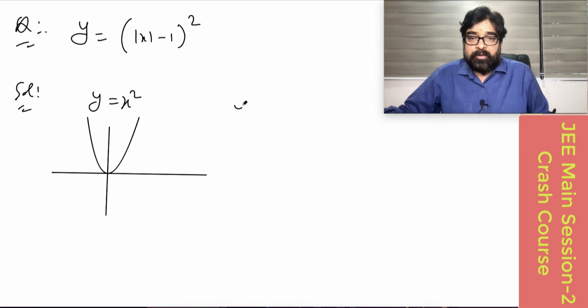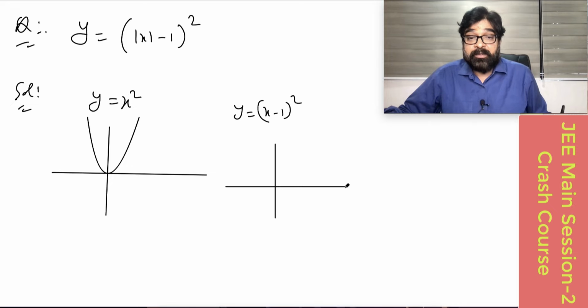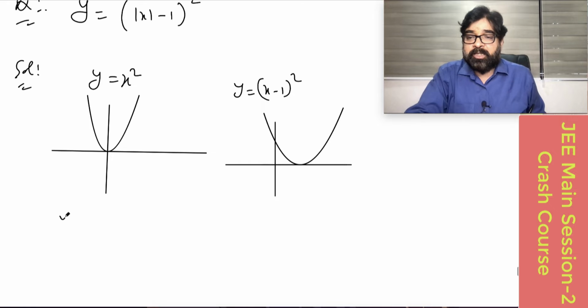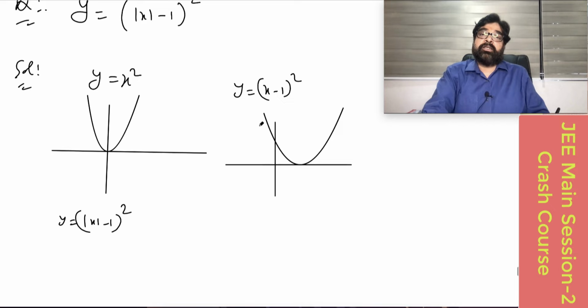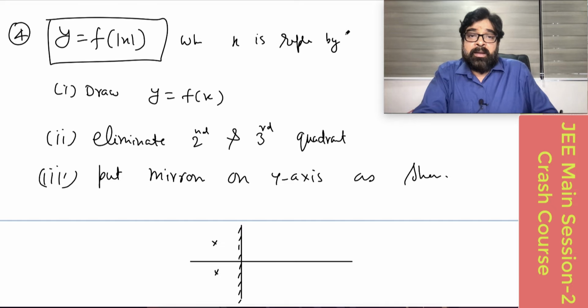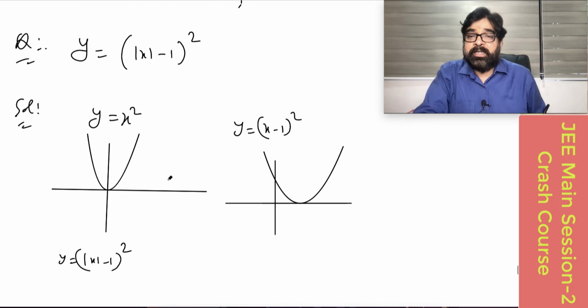But I am interested in y equal to (x minus 1) whole square. So first, shift 1 unit right side. Something like this. Yes or no? Then I want y equal to (mod x minus 1) whole square. So for that, you want to replace x by mod x. Remember, this method will be applied when x is replaced by mod x. I want to replace x here by mod x.